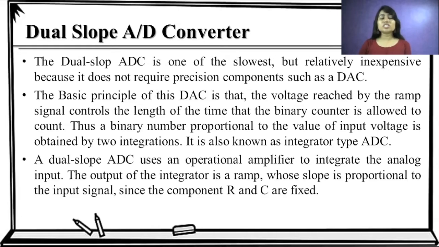A dual slope analog to digital converter uses an operational amplifier to integrate the analog input, using the operational amplifier along with a resistor and a capacitor. The output of the integrator is a ramp whose slope is proportional to the input signal, since the components R and C are fixed, and this ramp signal is used to control the binary counter. How can we convert analog information into digital information using this integrating circuit?